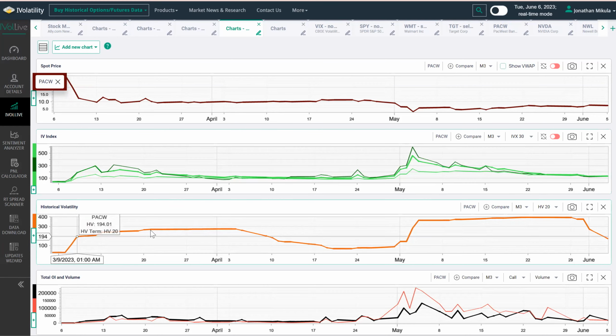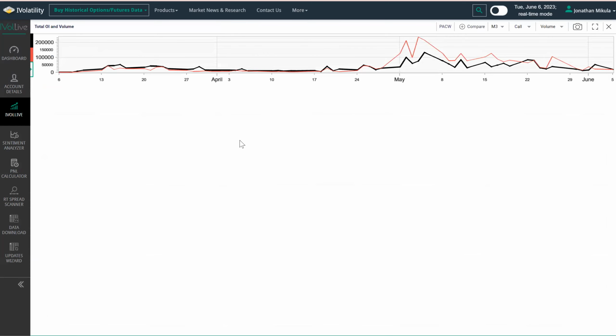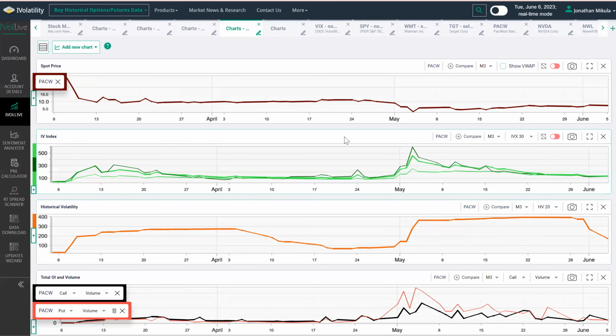Here was the historical volatility. I always like to see the historical vol, which you can see is going down recently, and then total open interest and volume. I thought that this was a very interesting chart for PacWest in particular, because what happened as we went into May is the puts went crazy, put volume versus call volume. So that meant either people were insuring their portfolio or they were betting on the downside. You could see there's a lot more bearish activity than bullish. So I thought that was very illustrative too. So those are a bunch of different ways to use the charts.